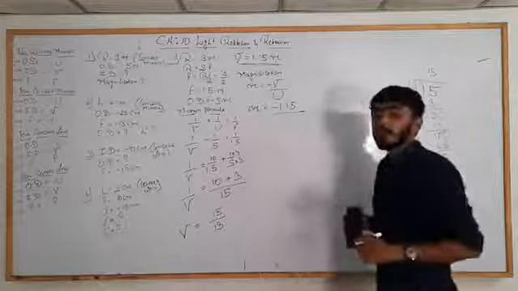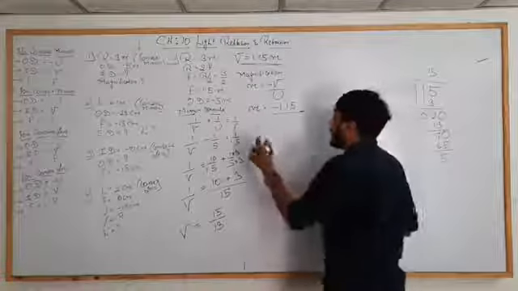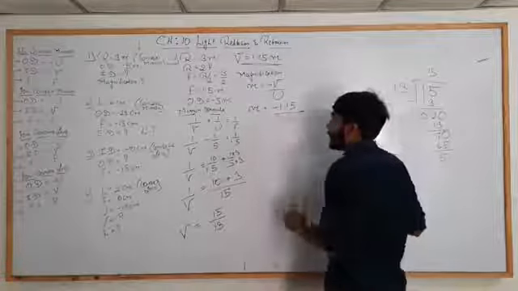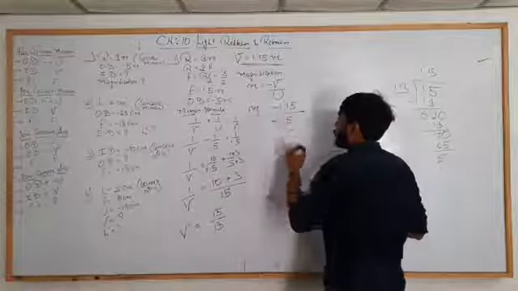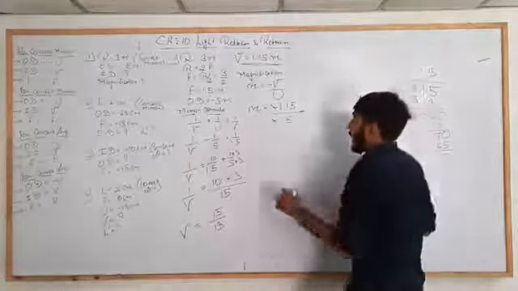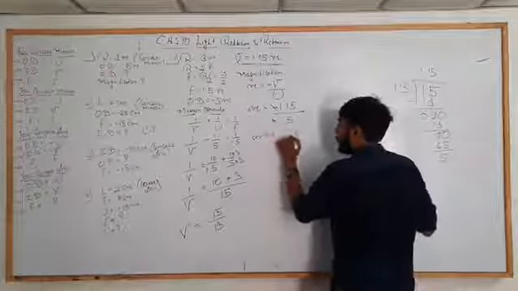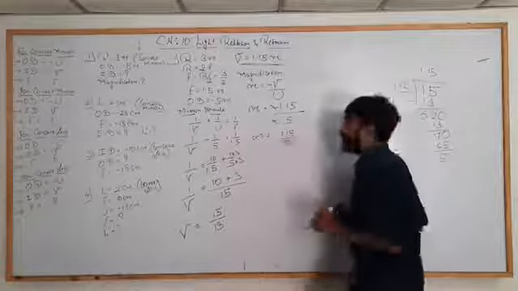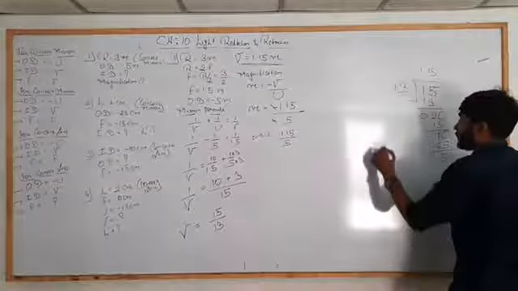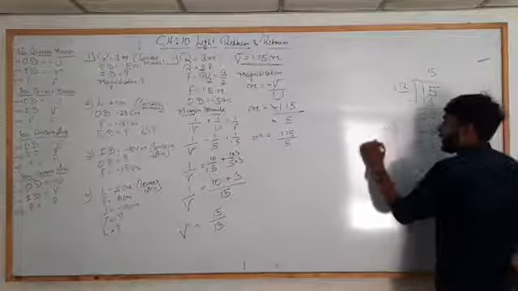What was the value of U? That was also negative, that is minus 5. So we can cancel out the minus minus. And so the magnification becomes 1.15 divided by 5. Now we can solve this, 115 divided by 5.